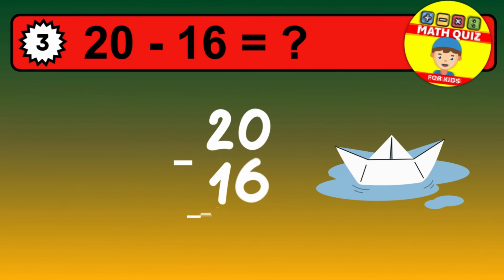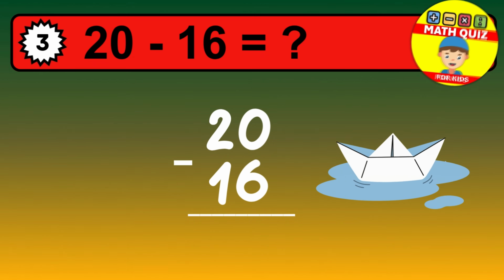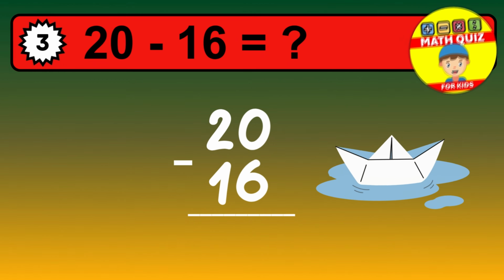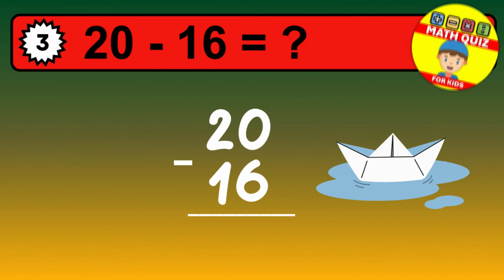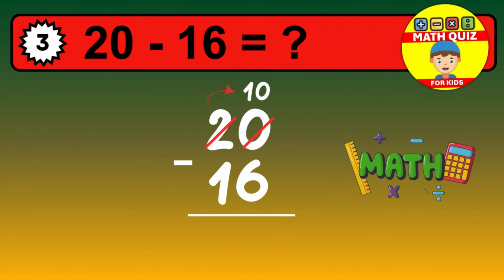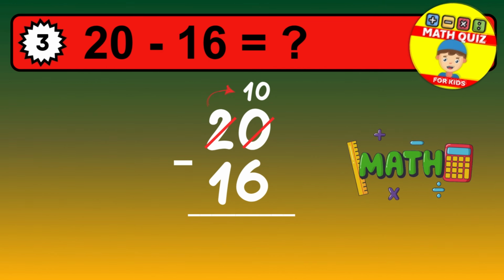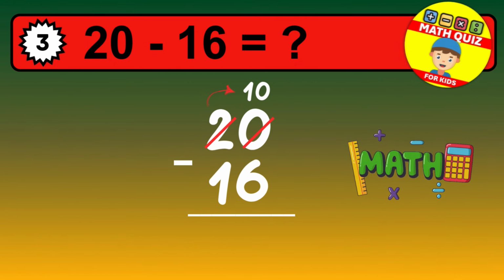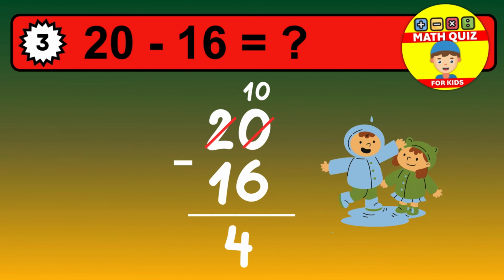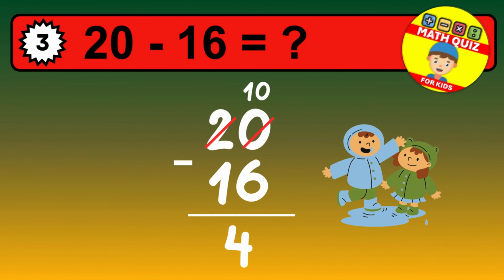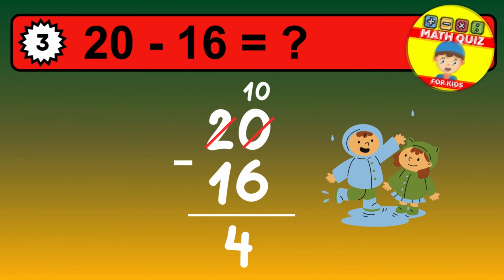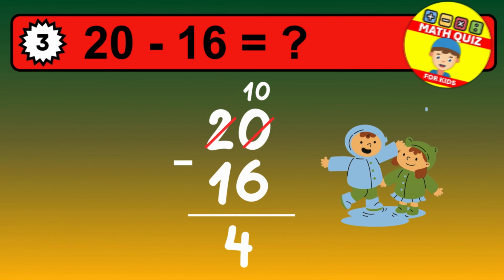Let's solve this step by step. We start with the units. 0 minus 6 is not possible, so we need to regroup. We take 1 ten from the tens column. Now we have 1 ten, and the units become 10. Now we subtract. 10 minus 6 is 4. Then we go to the tens. 1 minus 1 is 0. The final answer is 4.